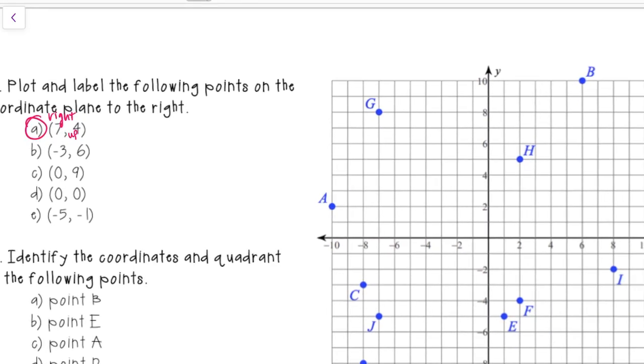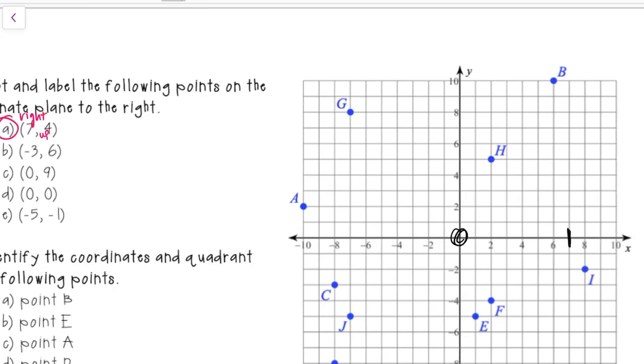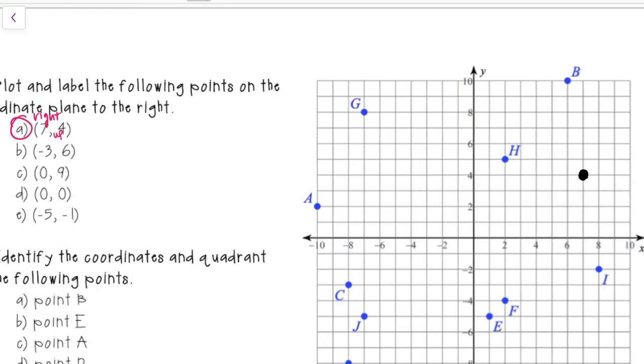from our origin. So we're starting here and we're moving to the right 7. So that leaves us here. We also need to move up 4. So 1, 2, 3, 4. So our final answer is just that point. We erase all of those movements. That was just to help us get to where we were going. So we can label it, that's the point, lowercase a, and it's the ordered pair 7, 4.